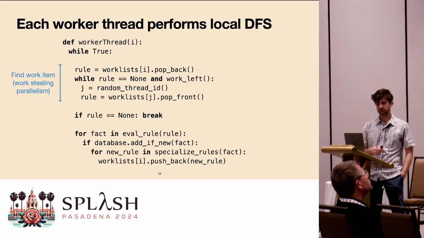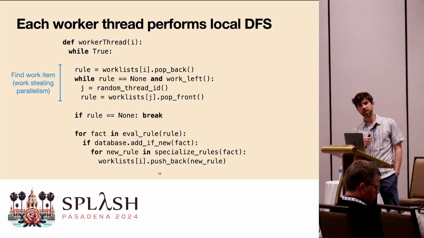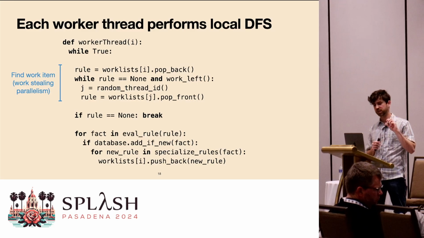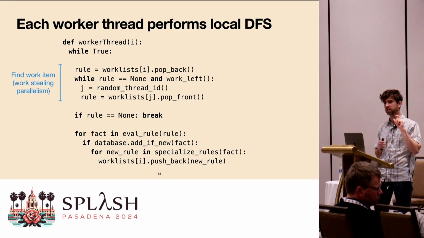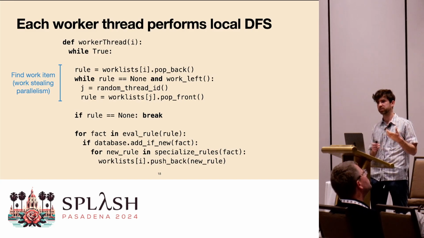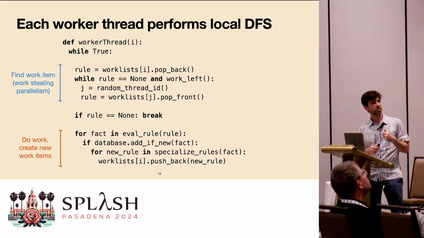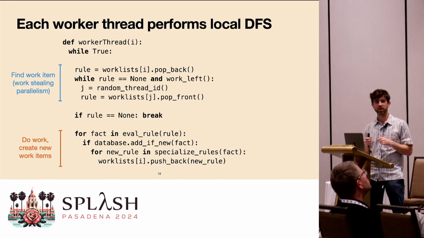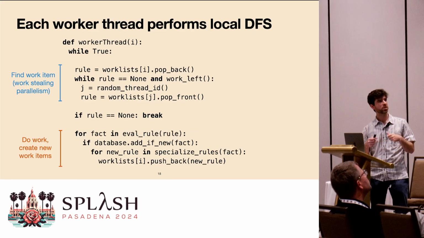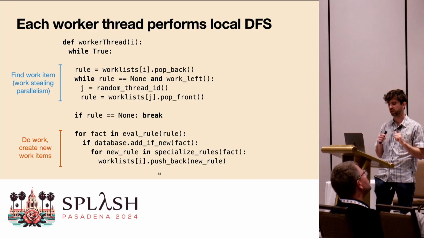So first, the thread is going to find the next work item. The first thing it does is look in its own work list and see if there is one there. If so, it will take it. Otherwise, it will try to steal a work item from another thread. So that's where the work stealing comes in. And the second part is when the actual work happens. This is where the rule, which is the work item, is evaluated. New facts are inferred, and those new facts are then used to create new work items, which in turn are pushed onto the work list for the current thread.